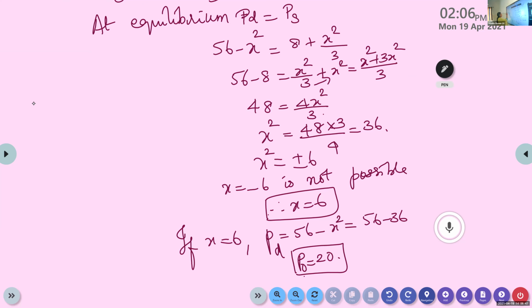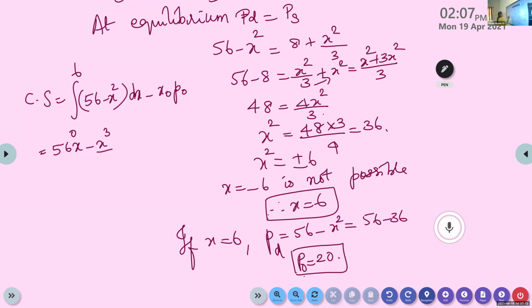What about CS? Integral 0 to 6 of 56 minus x square dx minus x naught p naught. So integrate this: 56x minus x cube by 3 within the limits 0 to 6, minus 6 into 20. Apply the limits and find out what is CS.